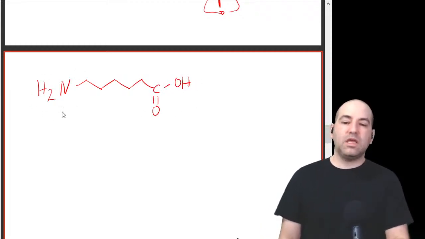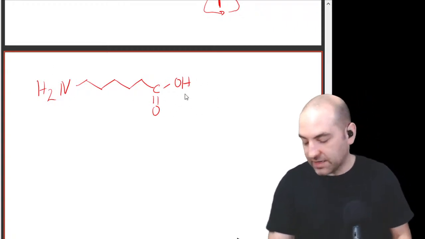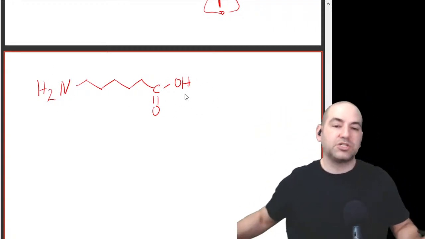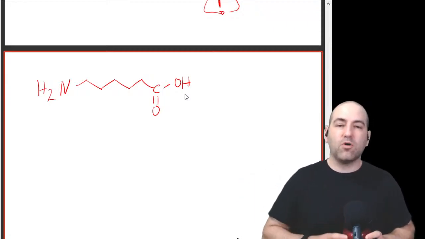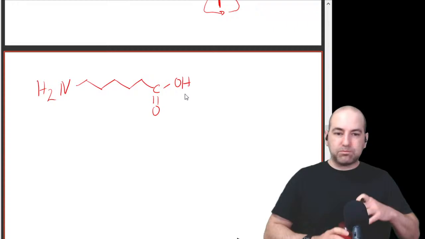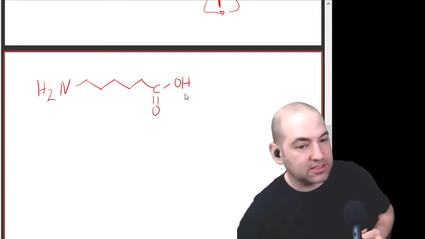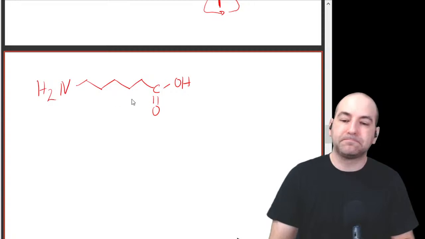Which has an amine, an NH2, on one side, and an acid on the other side. So this is really a lot like the amino acids we saw in the protein chapter, just with more carbons in between. And these molecules can polymerize in the same way that amino acids polymerize.